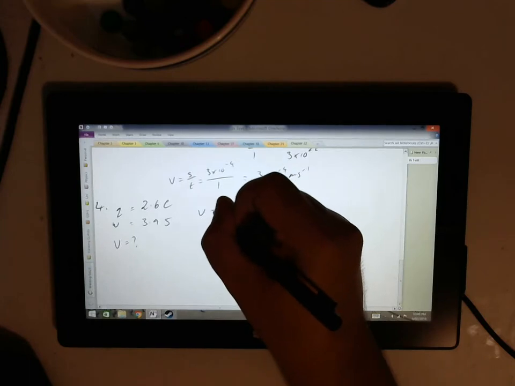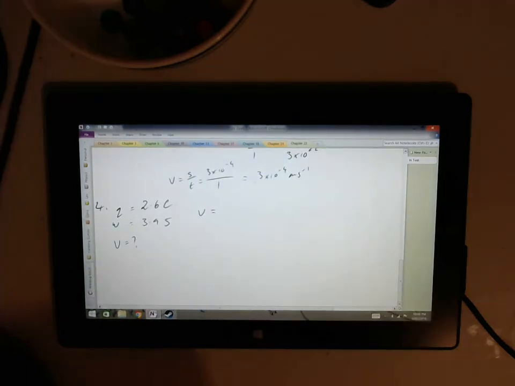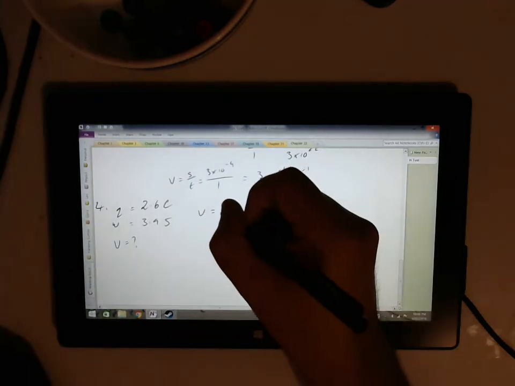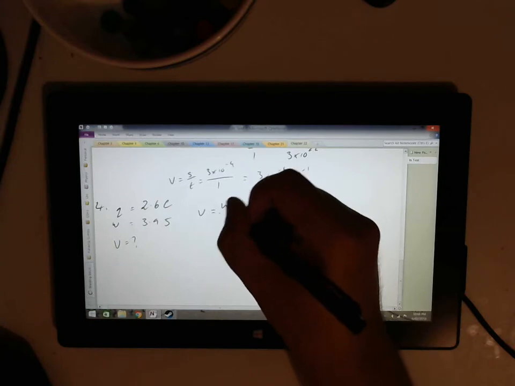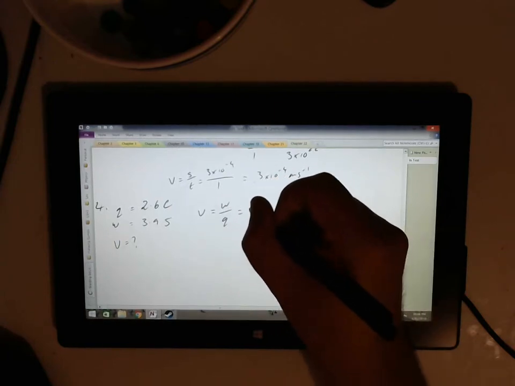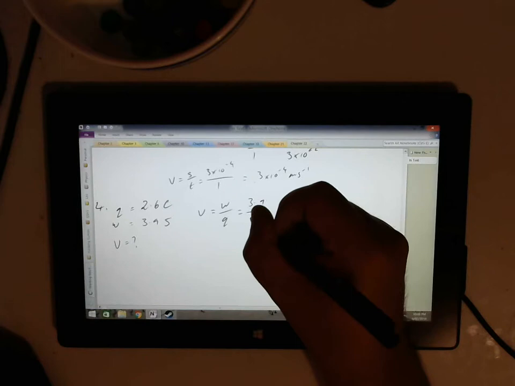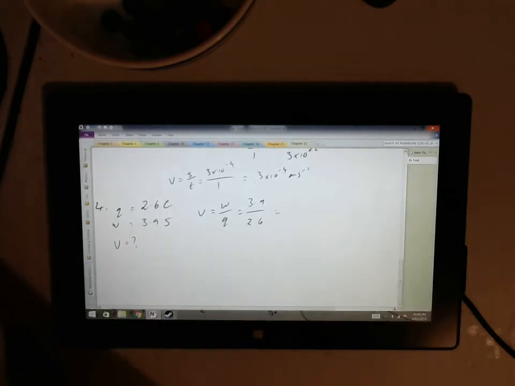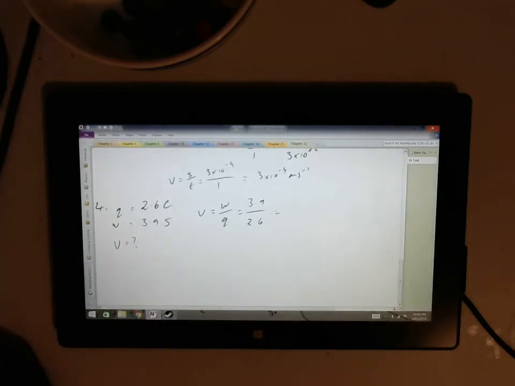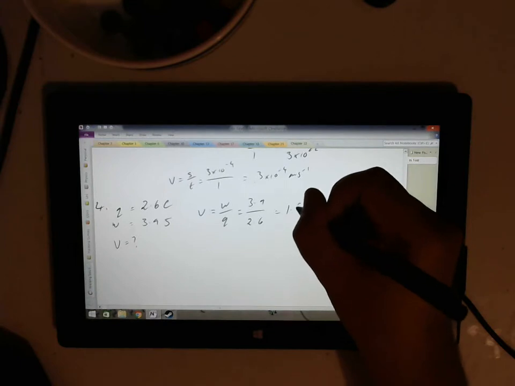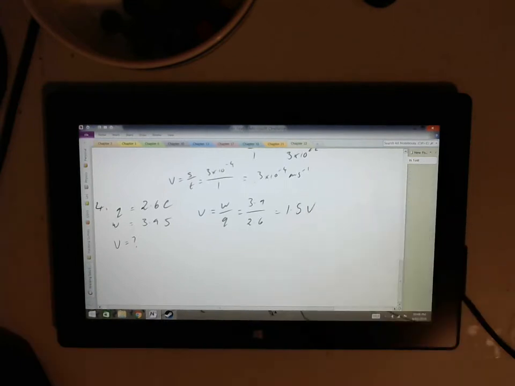Remember that work equals Q times V, so V is going to equal work divided by Q, 3.9 over 2.6, it's going to be 1.5. This is question 4. Sorry, I was looking at question 5 for a second. Now, question 4, 1.5 volts is the correct answer.